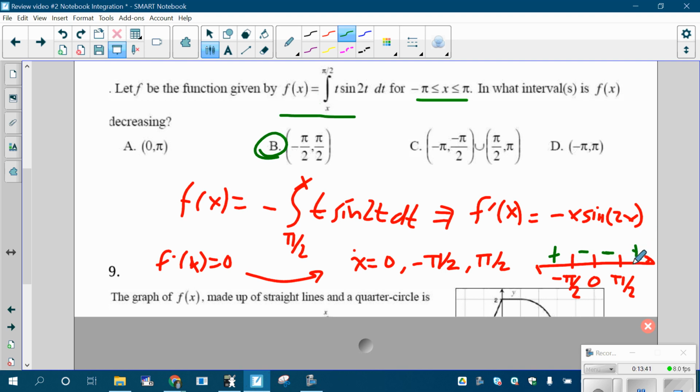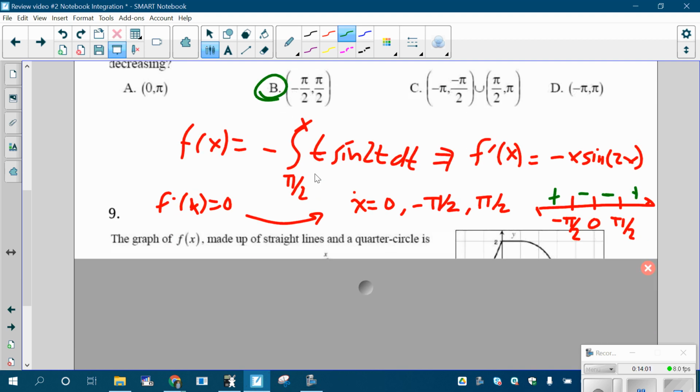In order to be able to do this, you need to be able to evaluate trig functions. You better be able to plug in pi fourths and say negative pi fourths times the sine of 2 times pi fourths. Well, 2 times pi fourths is pi halves. Sine of pi halves is 1. Negative pi fourths times 1 is negative. So you better be able to do that. This is a good check for you that you remember that stuff.